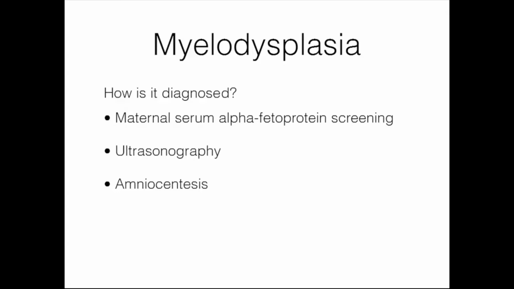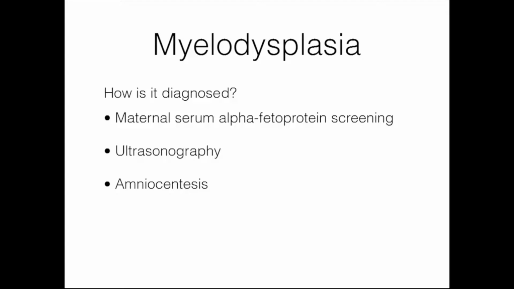So how is myelodysplasia diagnosed? Well, it can be diagnosed in several different ways. Early in the second trimester, parents can get a blood test, which is known as a maternal serum alpha fetoprotein screening, or an AFP, and that will give the family the odds that their child would have spina bifida. So it isn't a definitive diagnosis, but when we do that AFP screening, if it comes back and shows that the mother is at a largely increased risk of having a baby with spina bifida, we may want to go on to other testing.